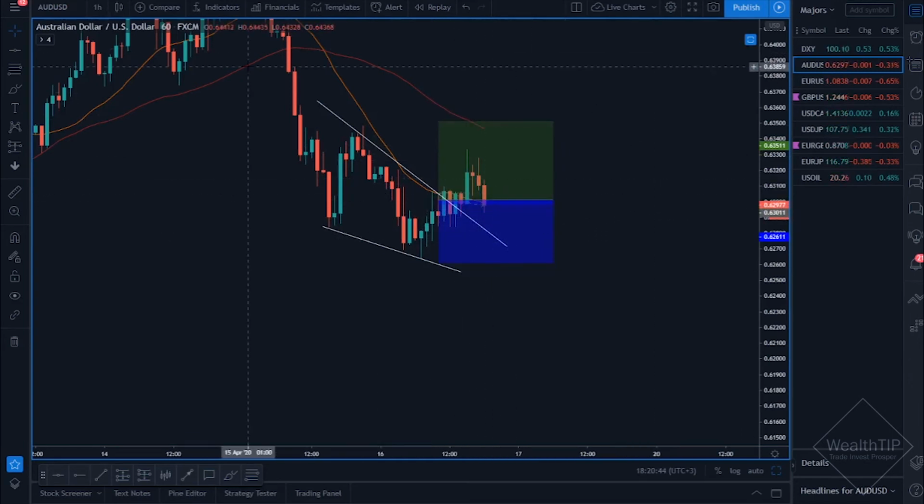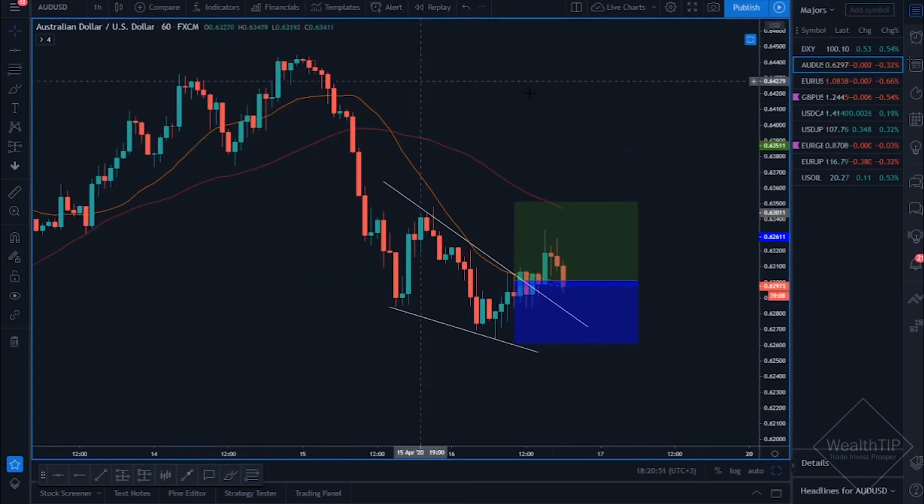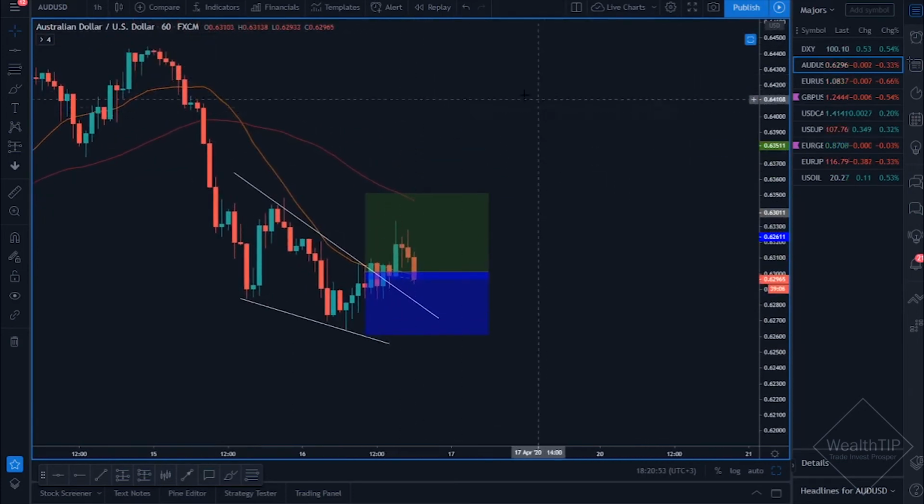But for now, guys, I'm still holding this position. We're still going to have to wait and see how things play out. But for the most part, I'm just going to go ahead and press pause, and I'll be with you guys as soon as we have something to report.